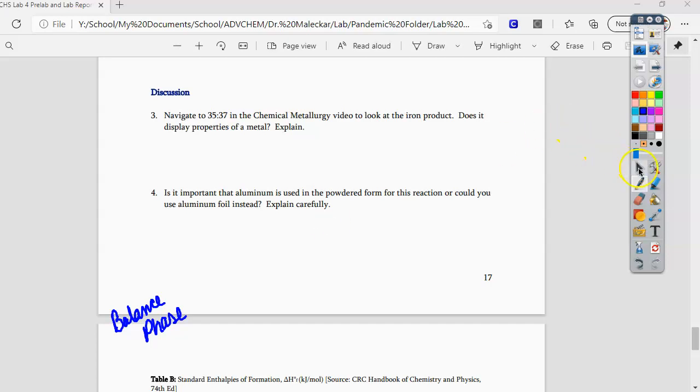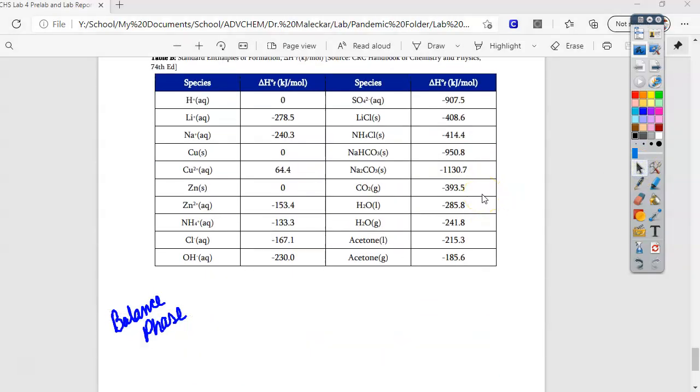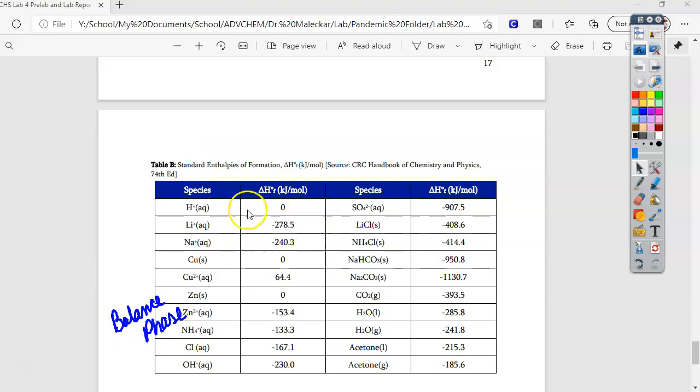And then part B is right here. This is your table B, where you get all your delta H values for all your products minus reactants for the whole lab.